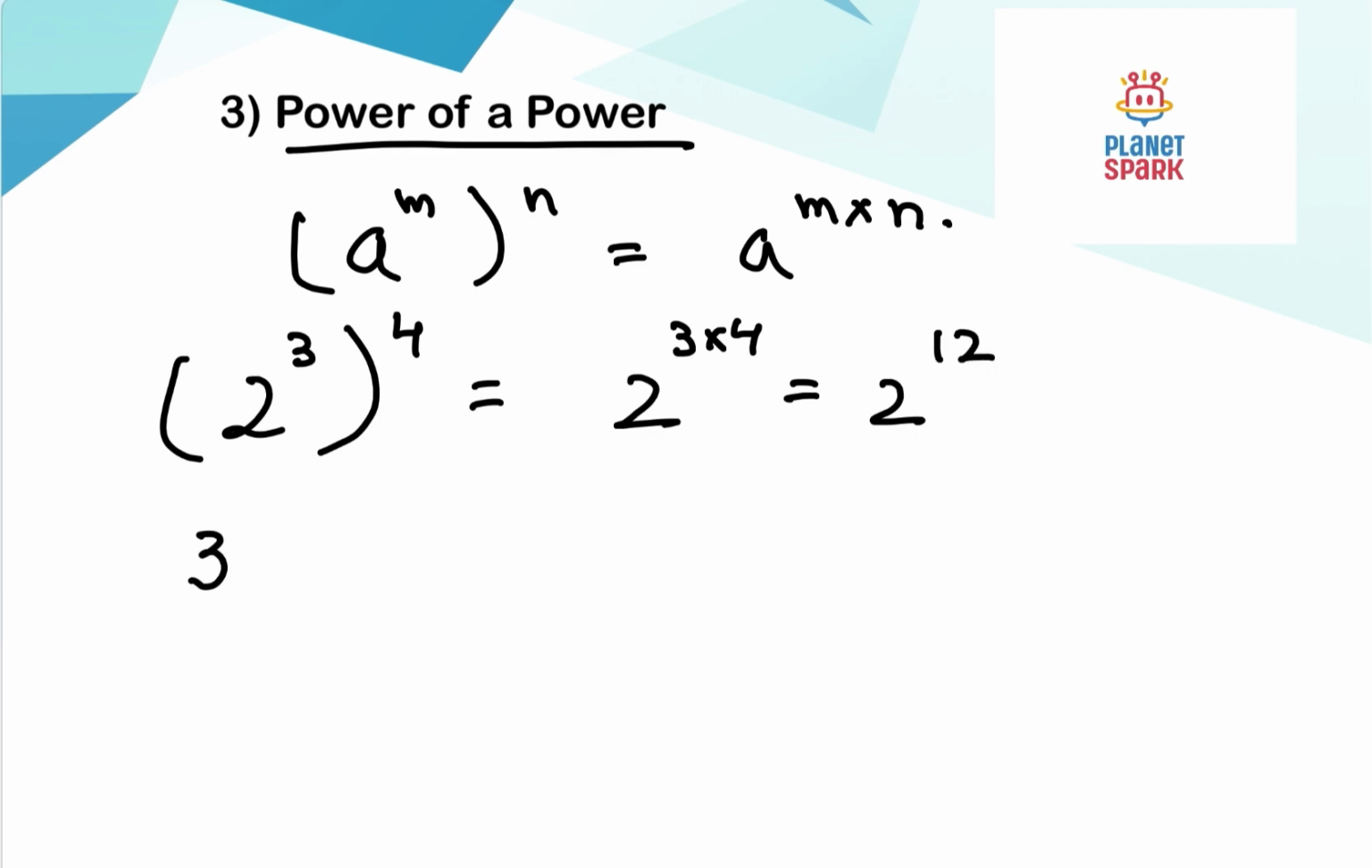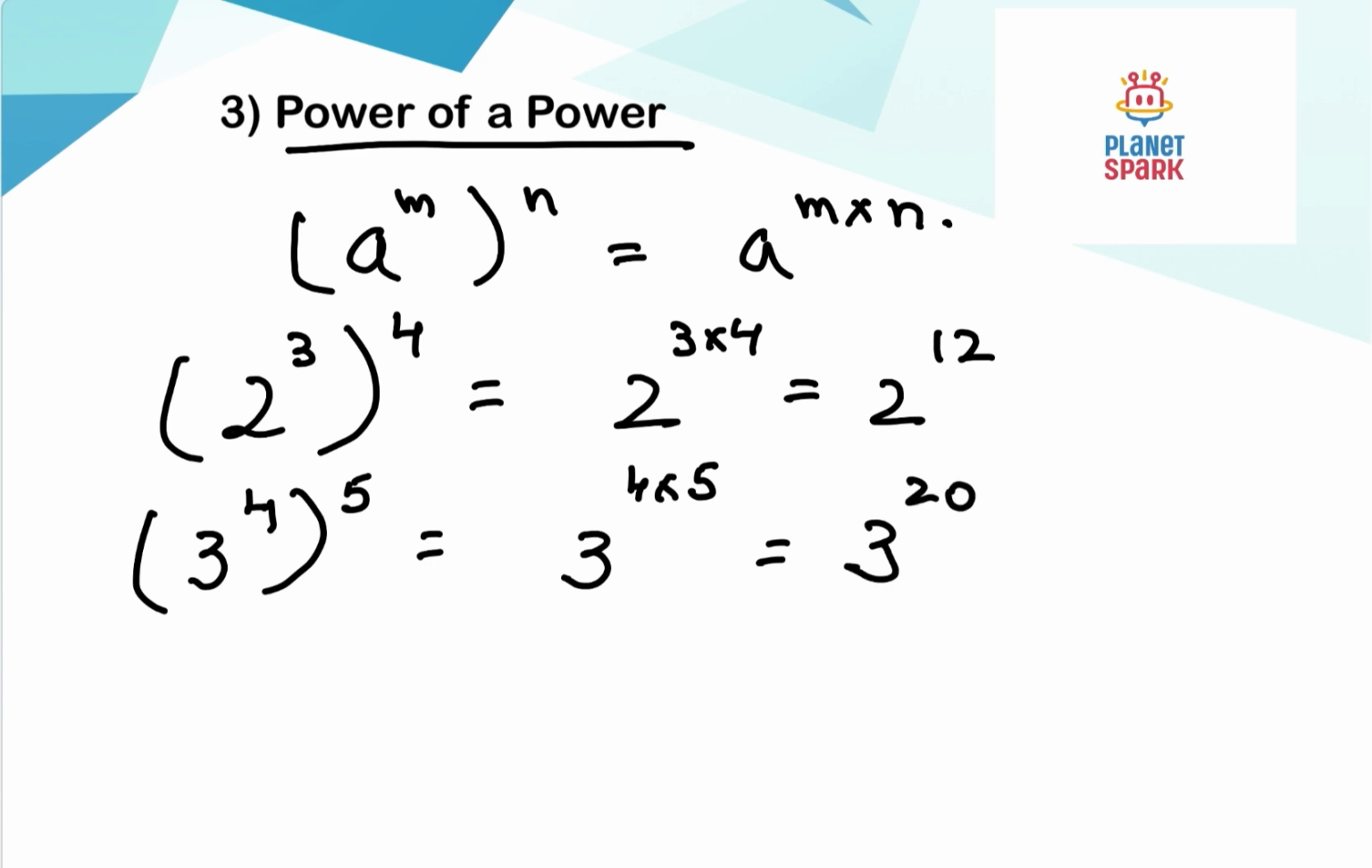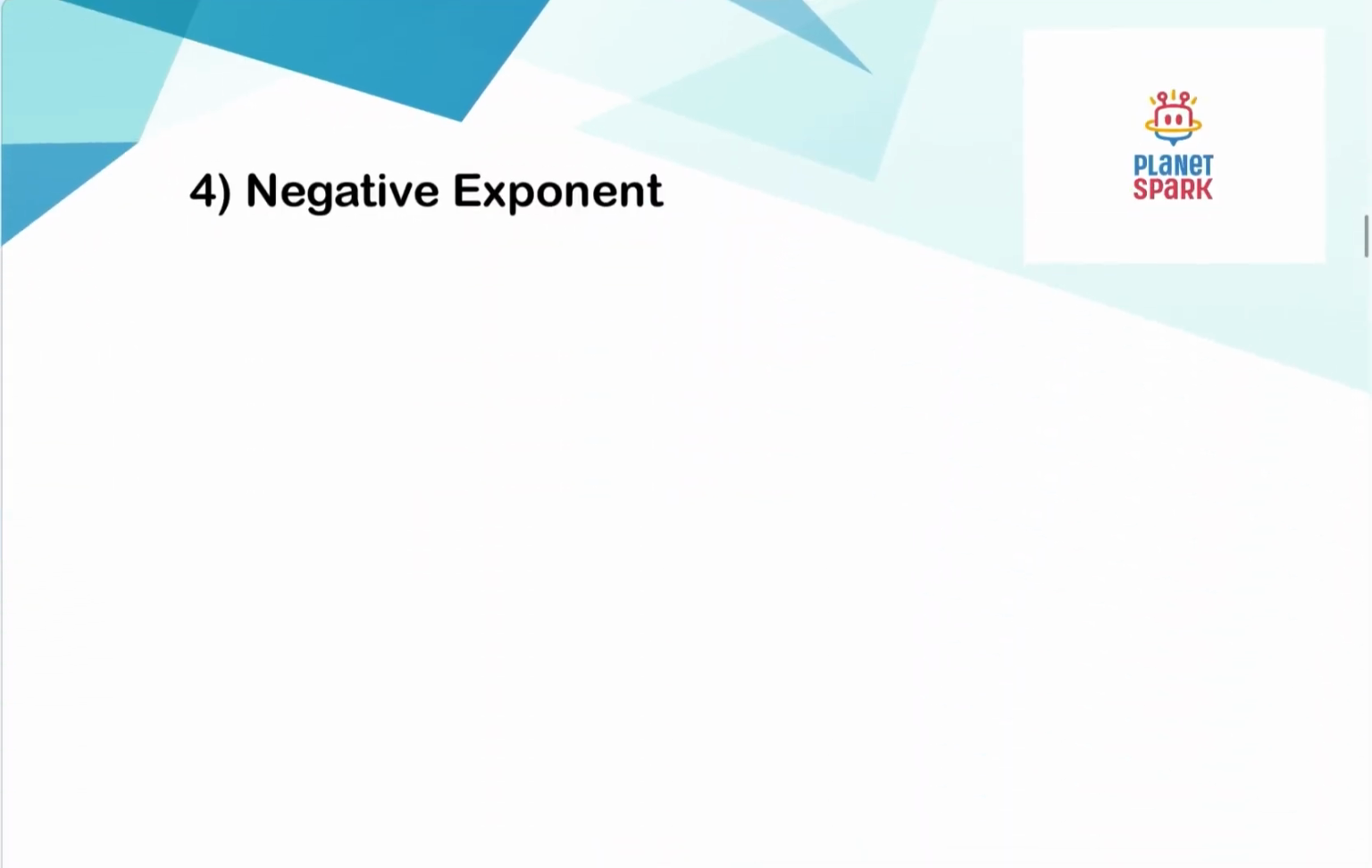One more example. Let us take 3 raised to the power 4 further raised to the power 5. It will become 3 raised to the power 4 into 5. That is 3 raised to the power 20. Base is the same. We have two powers. Just simply multiply the two powers. 7 raised to the power 2 further raised to the power 6. That means 7 raised to the power 2 into 6. 7 raised to the power 12.